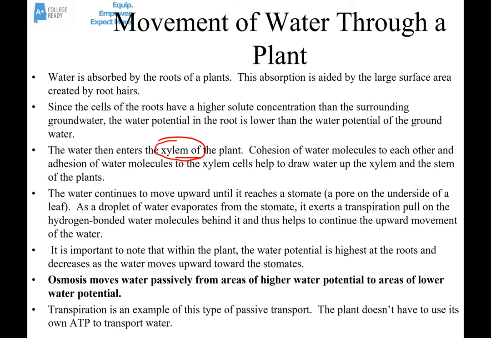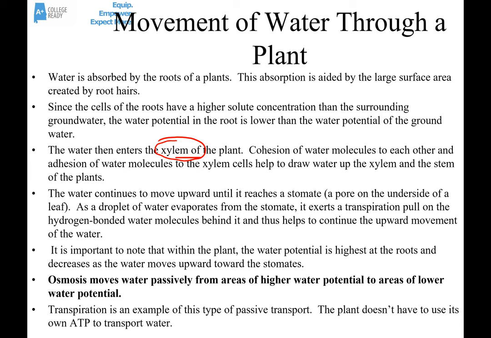There, the liquid water evaporates from the stomate. But since the water is connected in chains by hydrogen bonds, when one water molecule leaves as water vapor, it pulls up a drop of liquid water behind it. And this helps to continue the upward movement of the water. It's important to note that within the plant, the water potential is highest at the roots, and it decreases as water moves up all the way to the stomate.